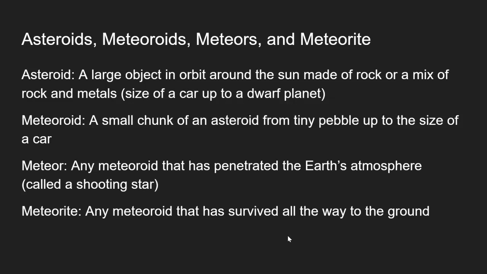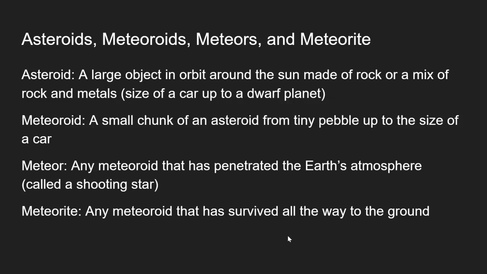So there are slight differences between asteroids, meteoroids, meteors, and meteorites. These words all mean something slightly different. An asteroid is a large object in orbit around the sun made of rock or a mix of rock and metals. It can be anything from the size of a small car all the way up to the size of a dwarf planet. And as you may or may not realize, that would be something almost as large as Pluto, because Pluto is considered a dwarf planet.